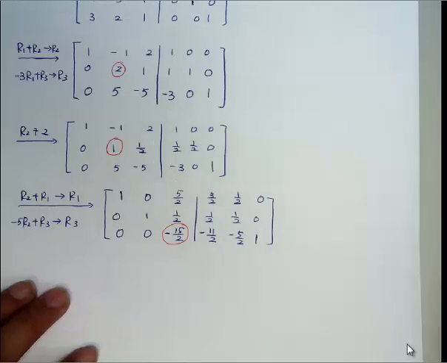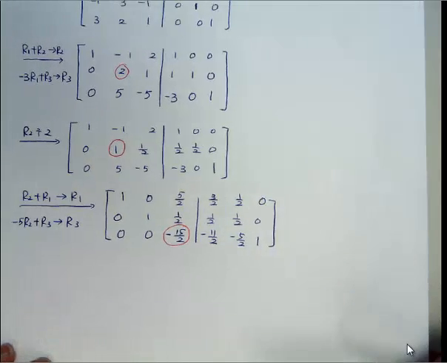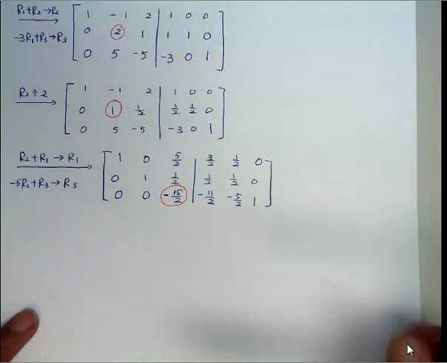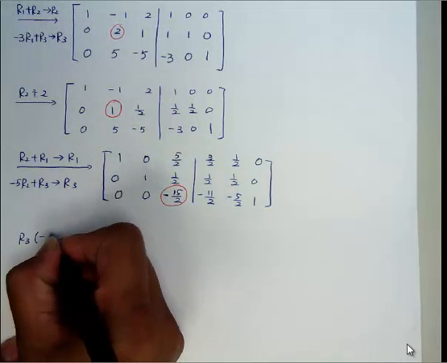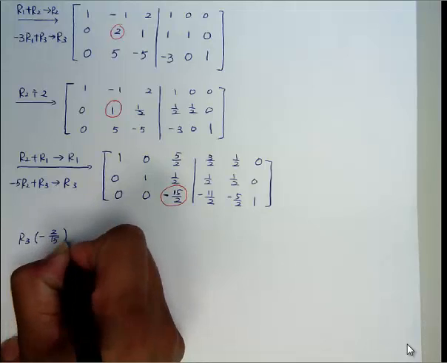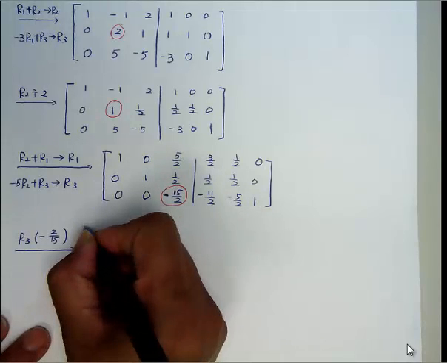Move up to the next one, to make sure this one is 1. So you multiply row 3 by the reciprocal of that number, negative 2 over 15, to replace row 3.